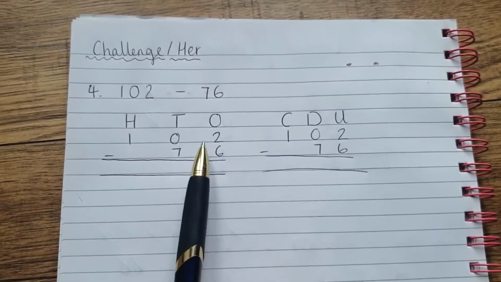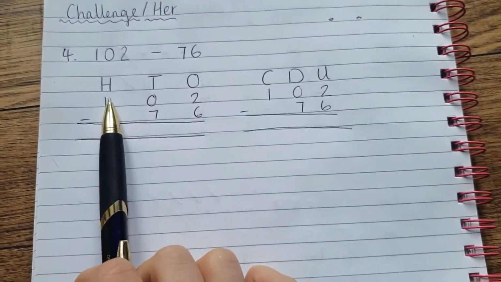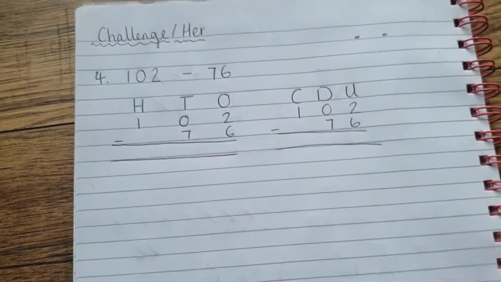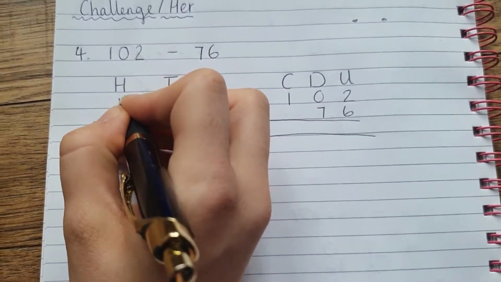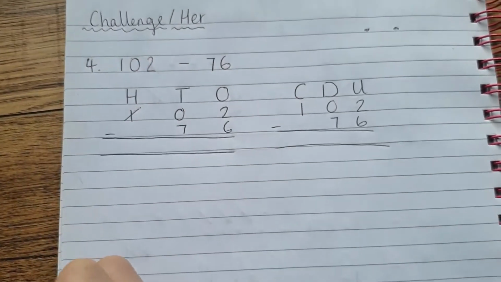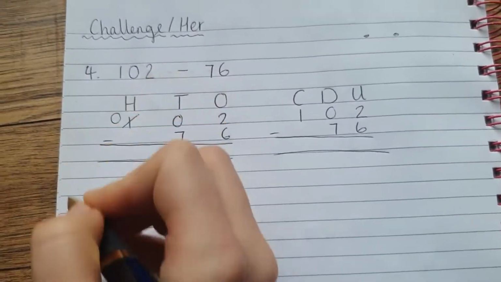So we're going to go to Mr. 100 and we ask, Mr. 100, please can we borrow 100 from you? He says, yes you can, because he has got enough. We take 100 away from 100, it leaves us with nothing.